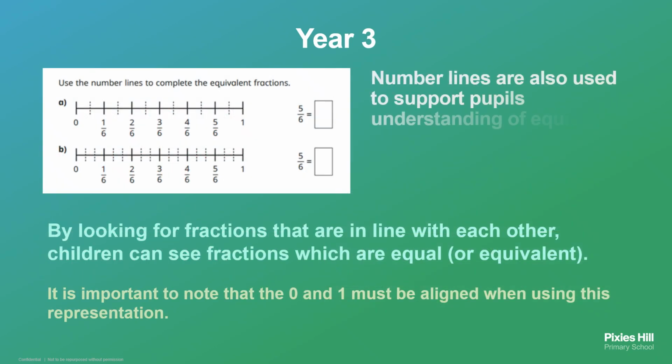Number lines are also used to support pupils' understanding of equivalent fractions. By looking for fractions that are in line with each other, children can see fractions which are equal or equivalent. When using number lines for this purpose, it is absolutely vital that the 0 and the 1 must be aligned.